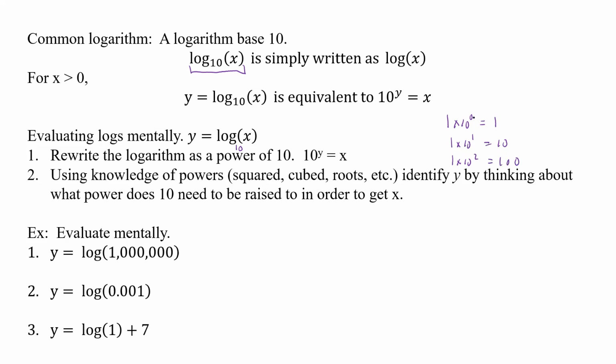So as we go up, every time we get a number that's going to equal what we have. Anything raised to the 0 is 1. If we have 10 raised to the 1, it's 10. 10 raised to the 2 is 100.